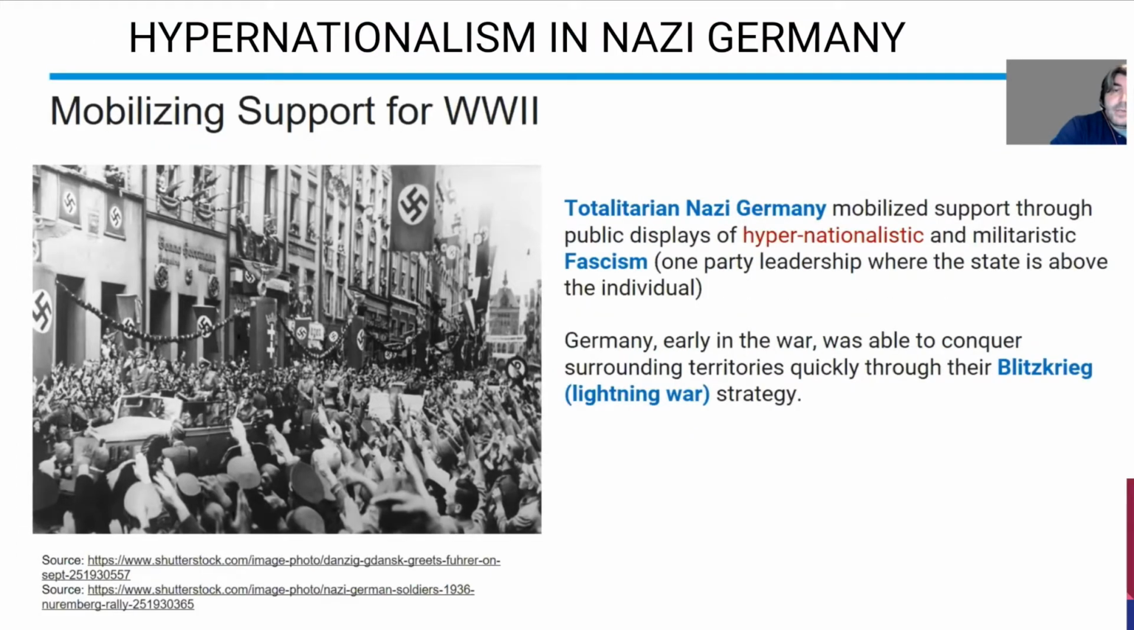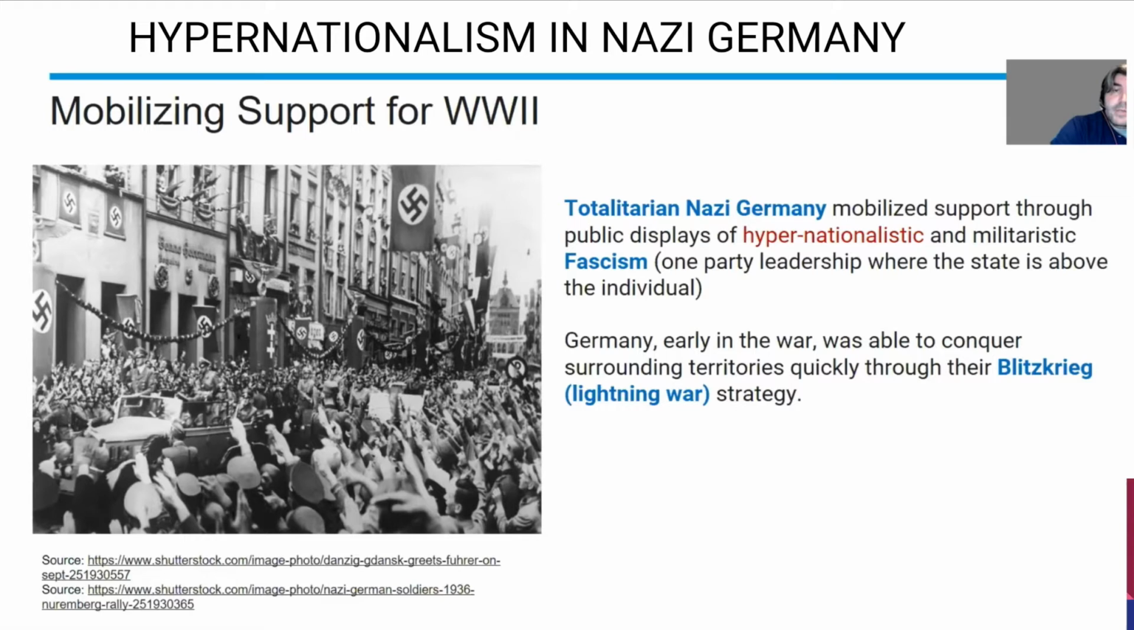So, hypernationalism in Nazi Germany, mobilizing that support for World War II. So you do have totalitarian Nazi Germany, and you can see in the image the swastikas that reflect National Socialism. You can see the reflection of people's reactions, the tone of the photo, people saluting Hitler, huge crowds, and Nazi Germany mobilized support through very public displays of hyper-nationalistic and militaristic fascism. Okay, this is one-party leadership. The state is above the individual, total absolute power, total submission of the individual required. And when you have that, you move as one unit, okay?